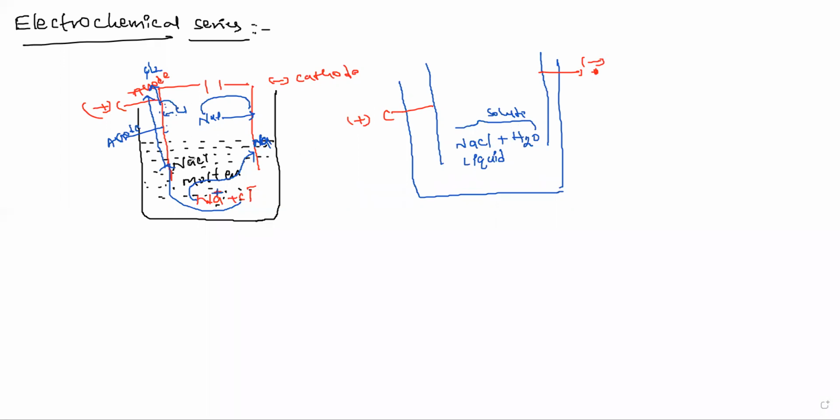Actually, in the molten state it can split as Na plus and Cl minus, but here both NaCl and water are there. So in the presence of electricity, NaCl splits as Na plus and Cl minus, and H2O also splits as H plus and OH minus.